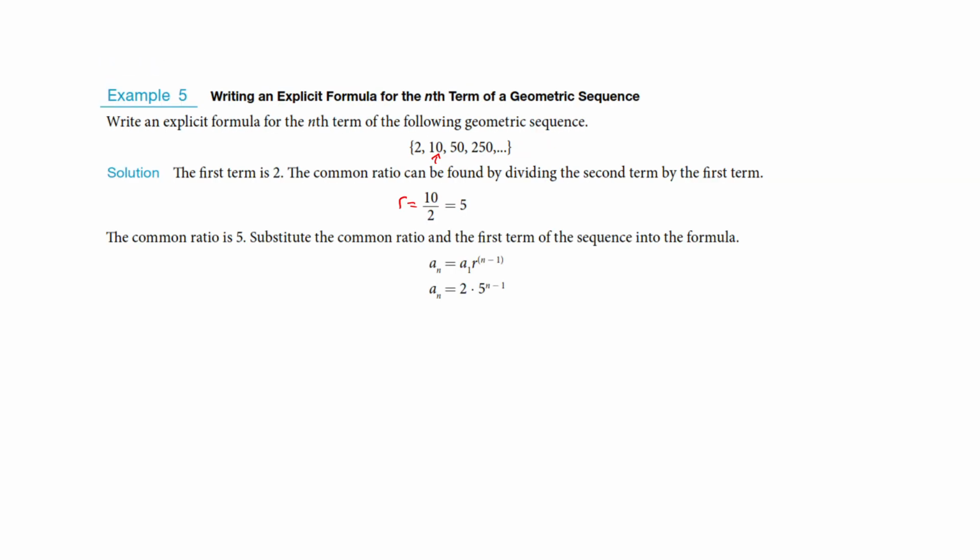Now, they didn't do it, but we should have said, whoops, for n greater than or equal to 2.